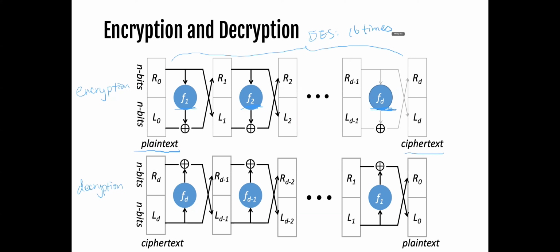Okay, and similarly, if you're going to do decryption, you convert from a ciphertext to a plaintext. You also use this way to convert the ciphertext by 16 iterations, and you will get the plaintext. And then the elegant thing here is that although those F1, F2, and FD are one-way functions, right? One-way function means that you will not be able to get the inverse very easily.